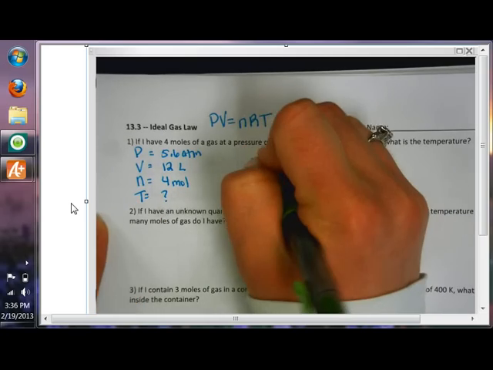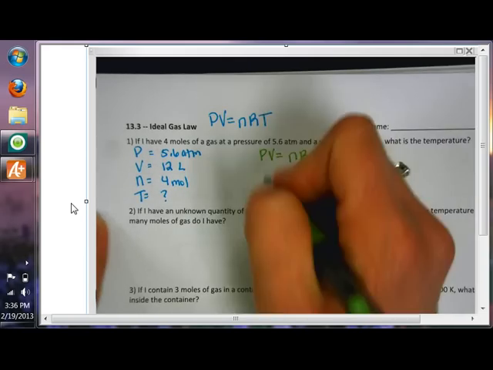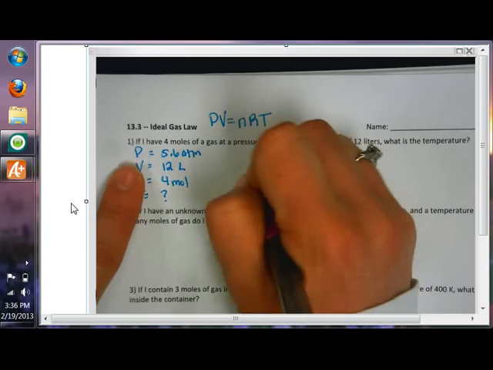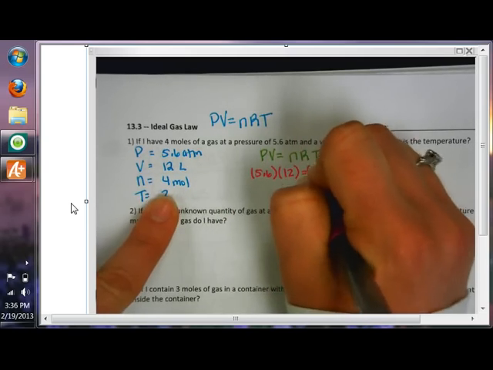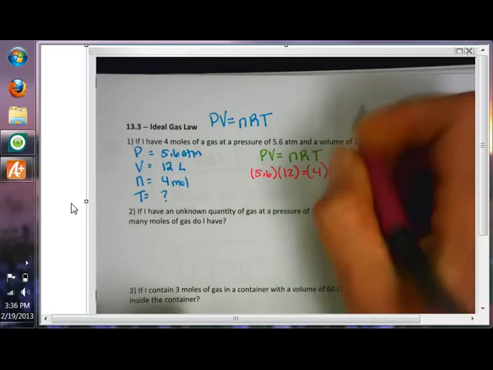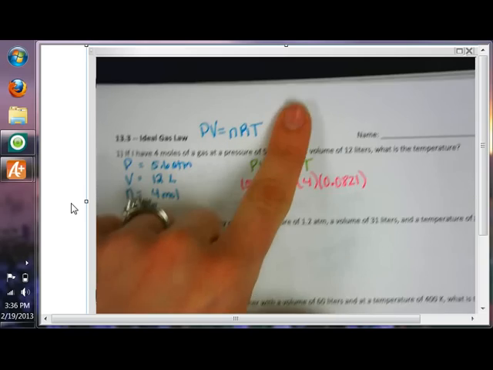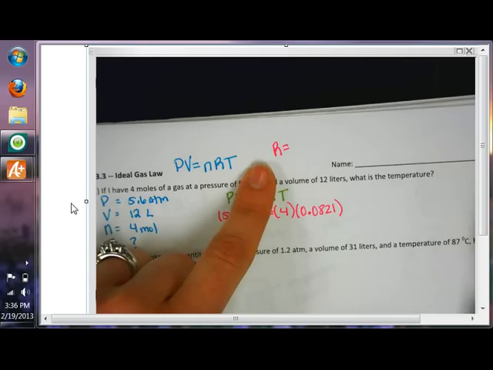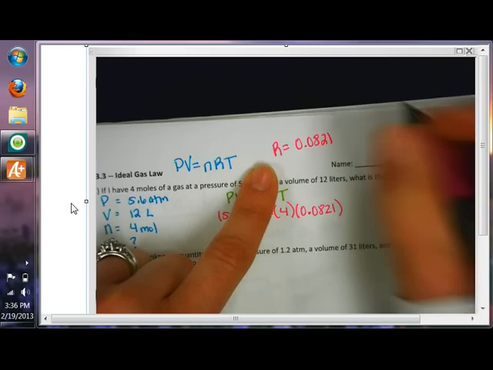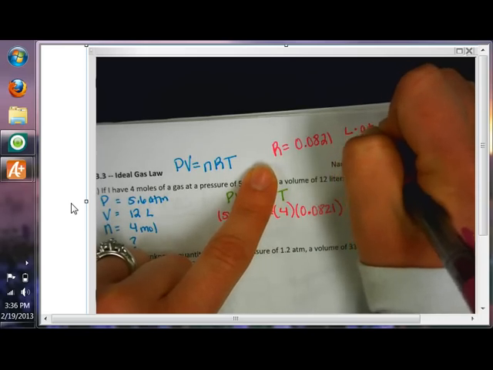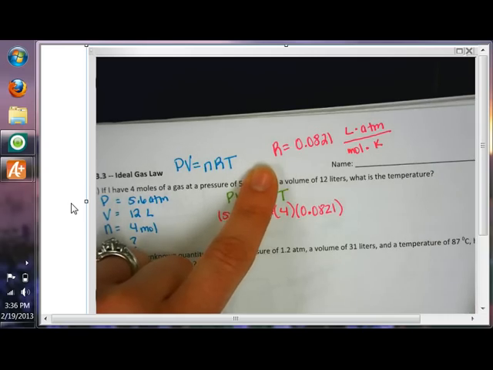So I write my formula, PV equals nRT, and I plug and chug. P is 5.6, V is 12, n is 4, R is always 0.0821. Let's go ahead and write that up here. So R equals 0.0821, and the units are liters times atm all over moles times Kelvin.